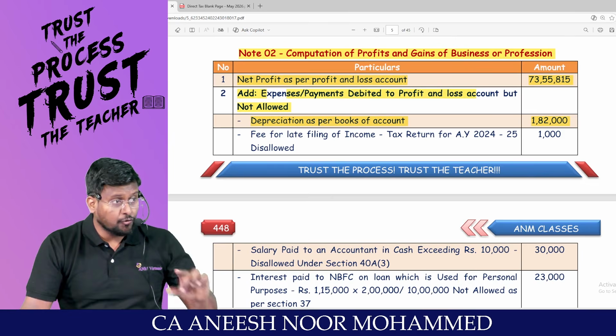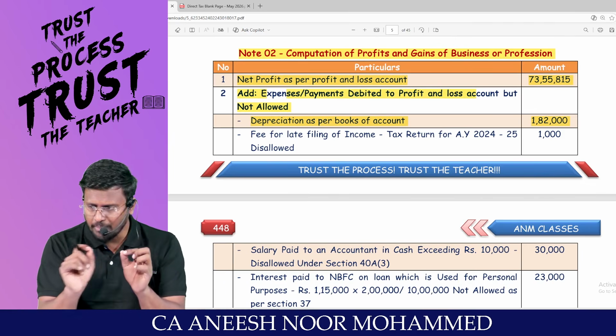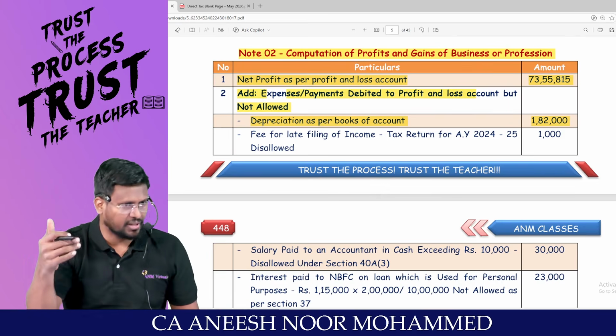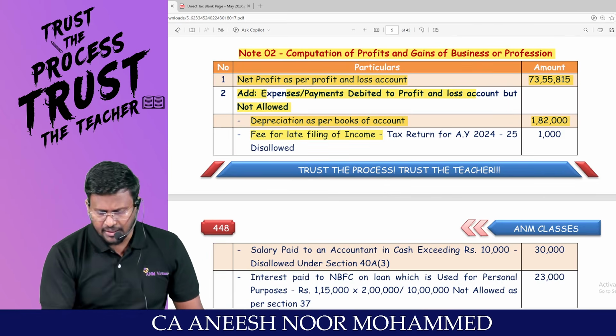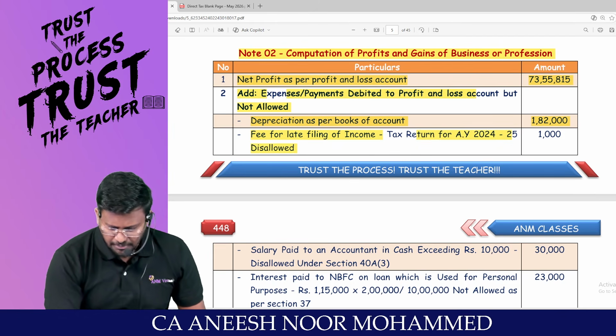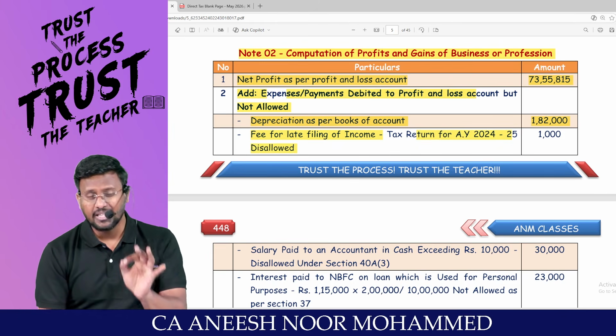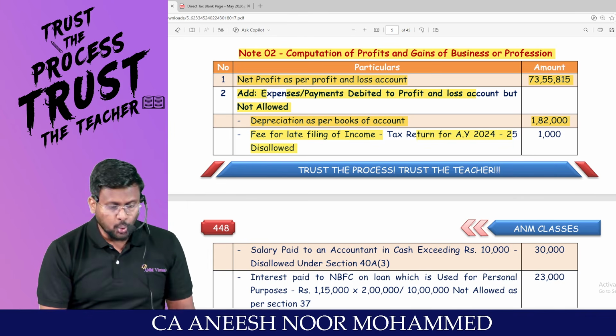Then you will not forget in exam. At least you mark a space that depreciation in the less column. Fees for late fee of income tax return for assessment year 24-25. That's what I have already clarified.